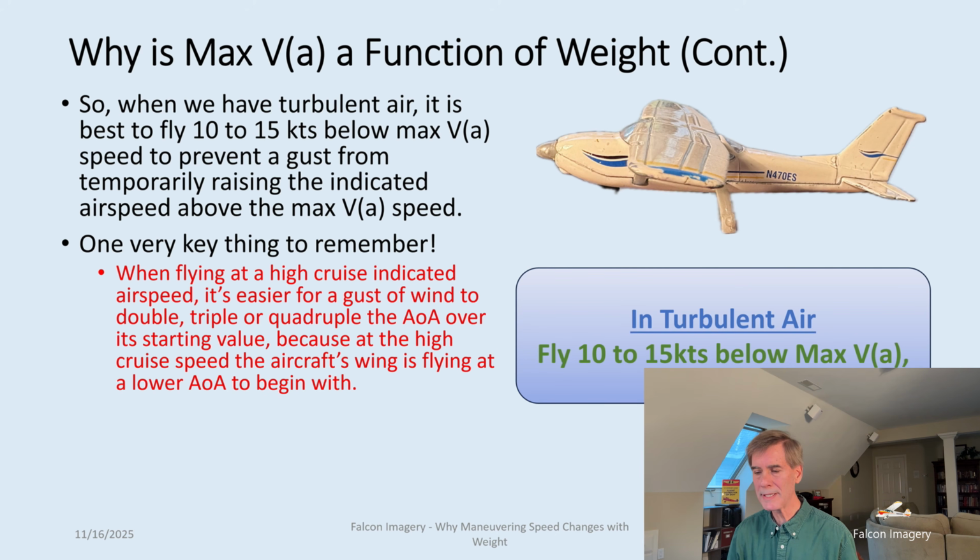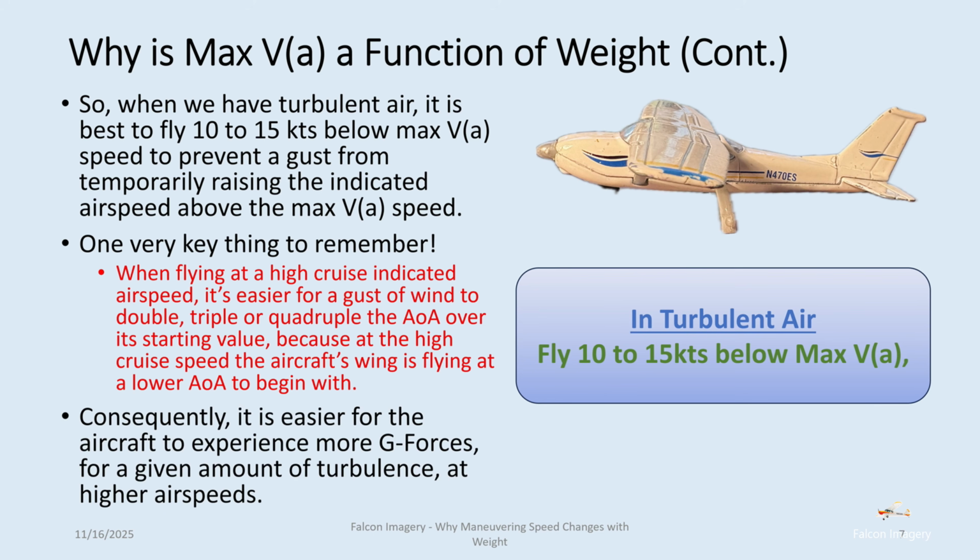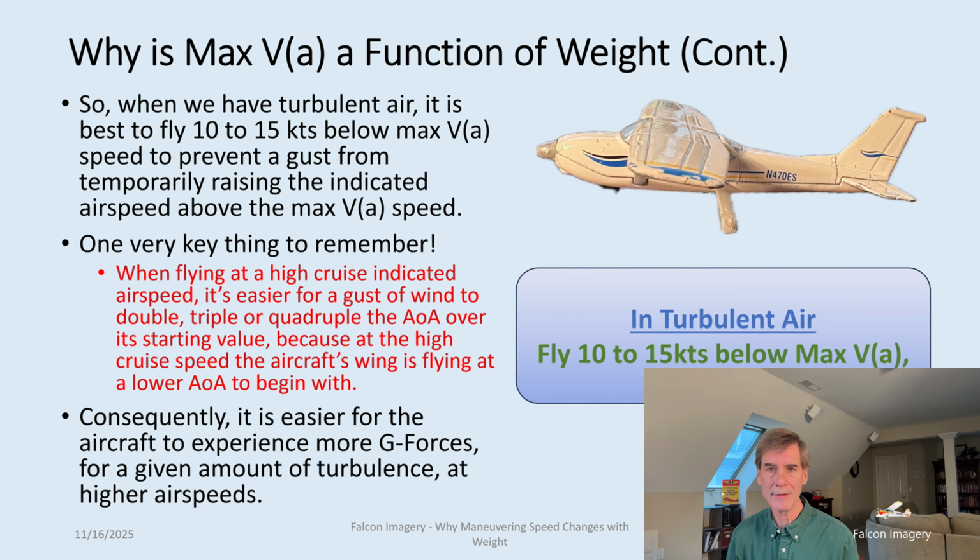But one very key thing to remember, when flying at a high cruise indicated airspeed, it's easier for a gust of wind to double, triple, or quadruple the angle of attack over its starting value, because at the high cruise airspeed, the aircraft's wing is flying at a lower angle of attack to begin with. So consequently, it is easier for the aircraft to experience more G-forces for a given amount of turbulence when you're flying at higher airspeeds. Thus, slow down.